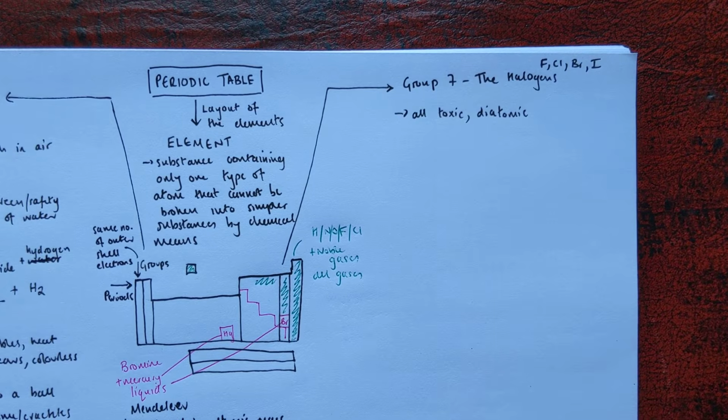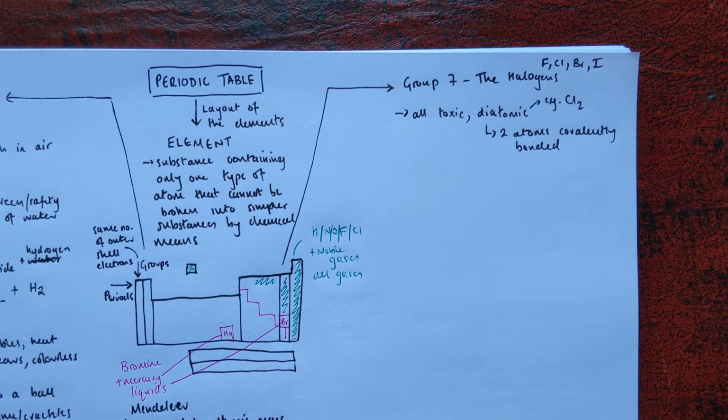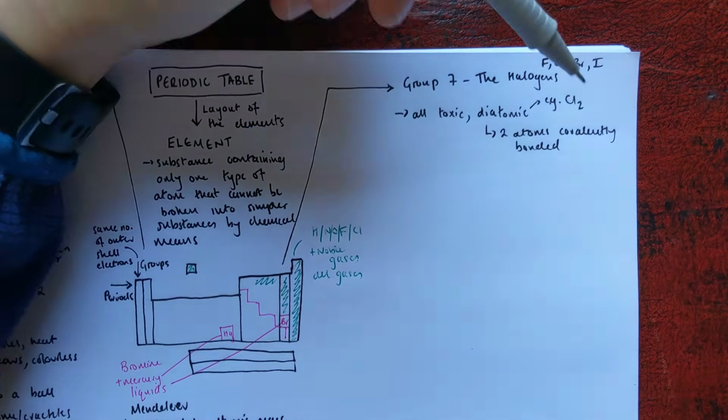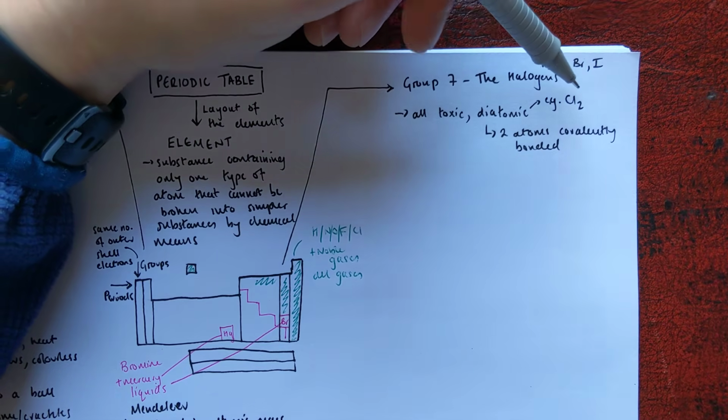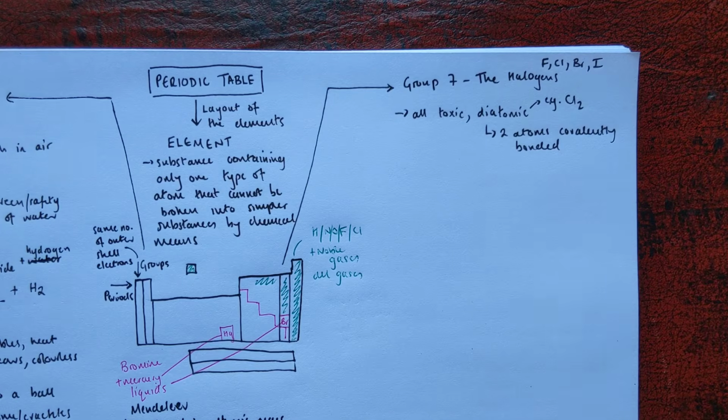It's known as diatomic. So what that looks like is when you have chlorine, for example, the element, it'll never exist as a single chlorine atom. It always comes around in pairs. So it'll always be Cl2 for the formula, like F2, I2, Br2 for the other ones as well.